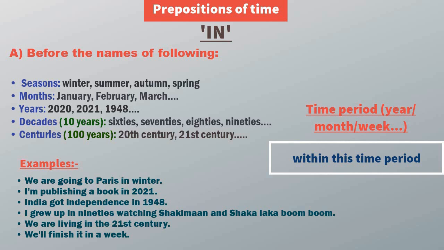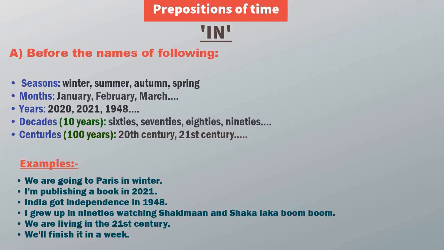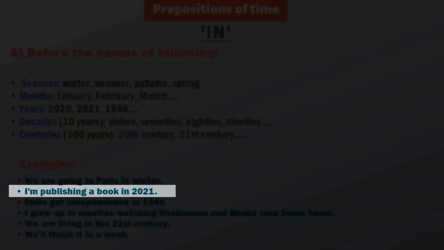For example, when I say we are going to Paris in winter, guys, winter is a period of time. It starts somewhere and it ends somewhere, right? It has some time in between. Now, when exactly are you going to Paris? What date is it? You don't know. You're not talking about that. When I say I am publishing a book in 2021, when exactly am I going to do it? What is that date? What is the time? I'm not talking about that. I'm using in to talk about a general time. That's one way to use it.